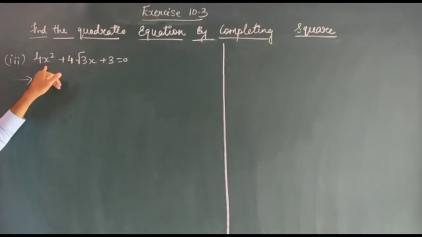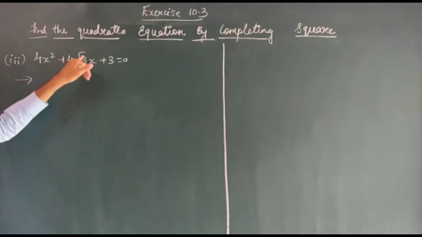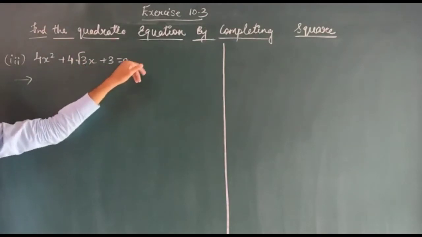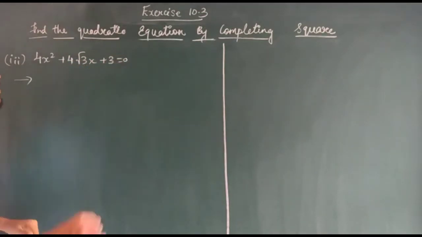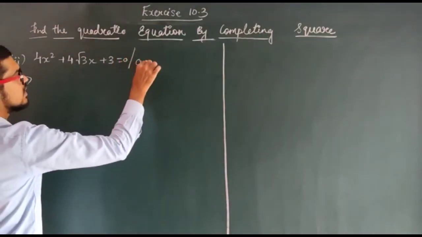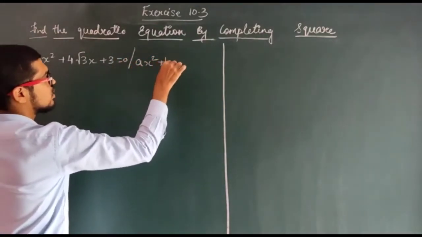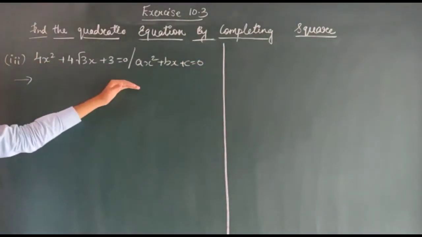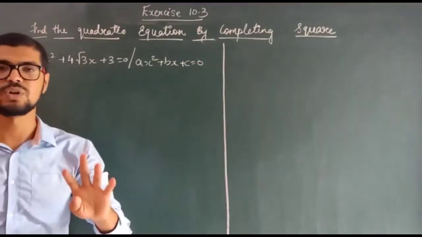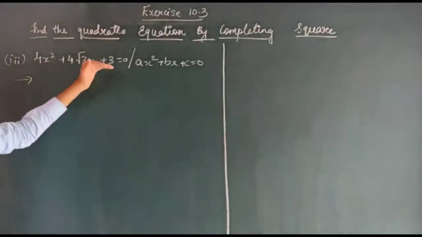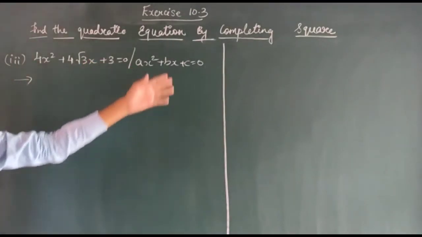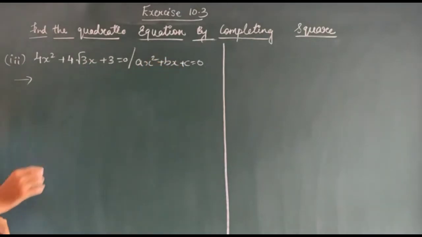The question here is 4x square plus 4 root 3 into x plus 3 is equal to 0. In order to solve this by completing the square method, first step is compare this with the general equation, that is ax square plus bx plus c is equal to 0. Now in this problem, students, since I have explained you two problems and the procedure, I will move a little bit faster, in a quicker way, so that I can solve the problem very quickly.